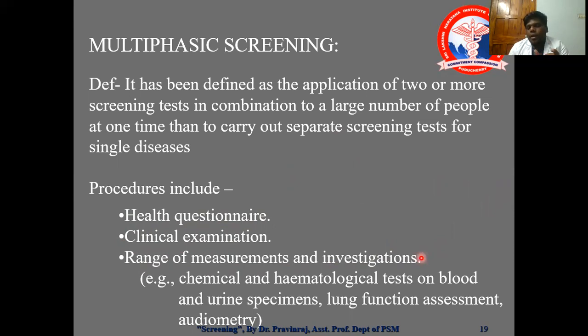Take for example, pregnant women. In pregnant women, we are going to check for hypertension, diabetes, Rh incompatibility, and anemia. Single woman, but we are going to do these many tests, and we are going to screen various other diseases also. So this is multi-purpose screening. Here it is multi-phasic screening.